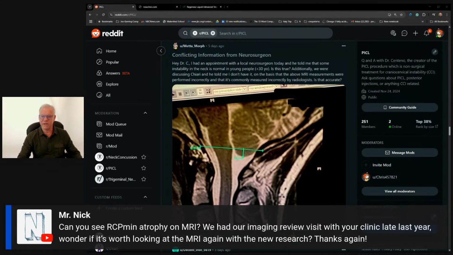Mr. Nick, can you see RCPM atrophy on MRI? We had our original review visit your clinic late last year. I wonder if it's worth looking at MRI again with new research. Yeah, so you can see it fairly easily.